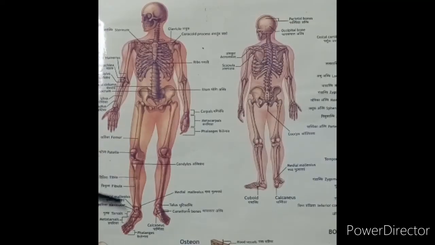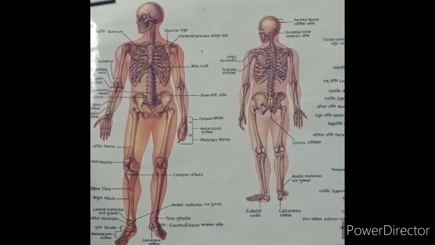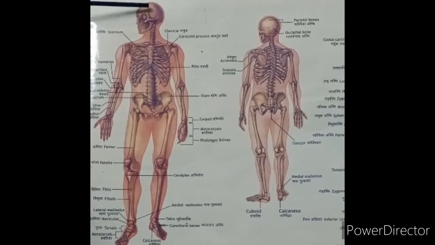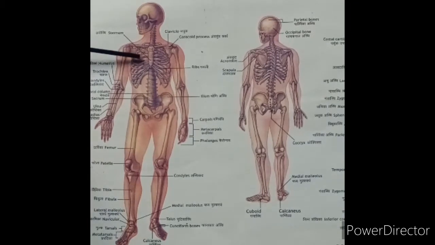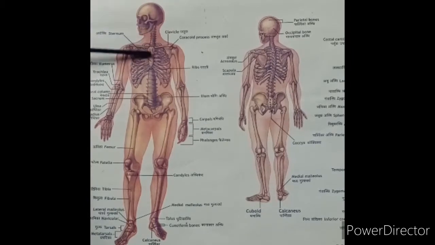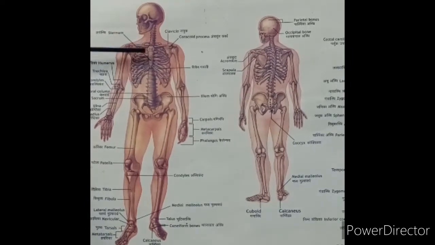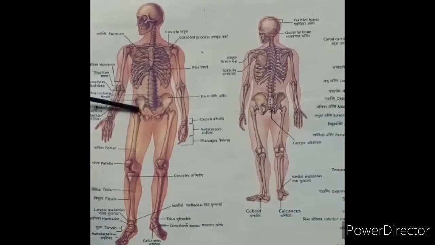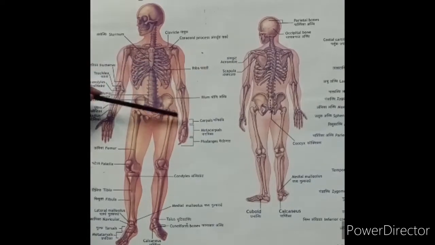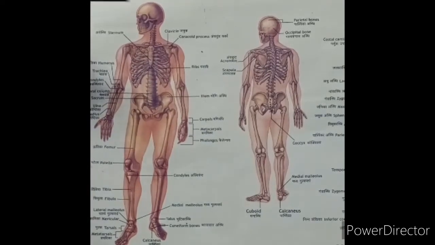Now this is the figure of the human skeleton. So 3 parts are there under the axial skeleton: skull, vertebrae and thorax. Thorax means the ribs and the sternum. These 3, skull, vertebral column and thorax, are under the axial skeleton. And the girdles and the limbs are under the second part, the appendicular skeleton.